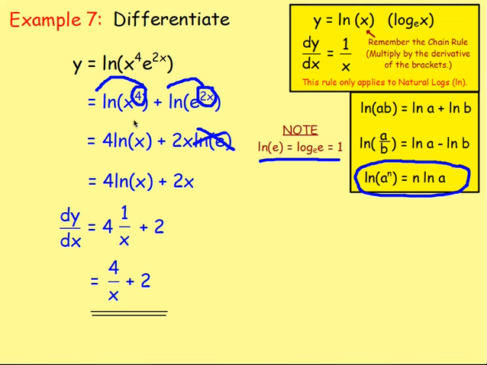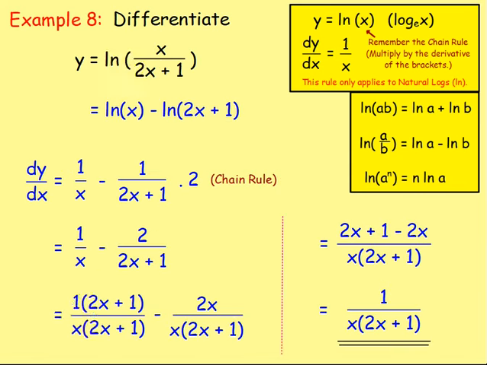From there, don't forget, you've already done quite a few steps, but you still need to differentiate. So dy by dx would be 4 times ln x goes to 1 over x, and 2x would become 2. So you'd end up with your answer.